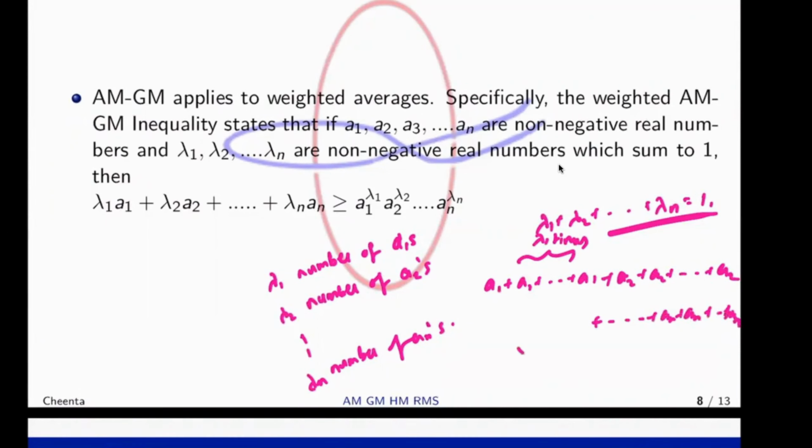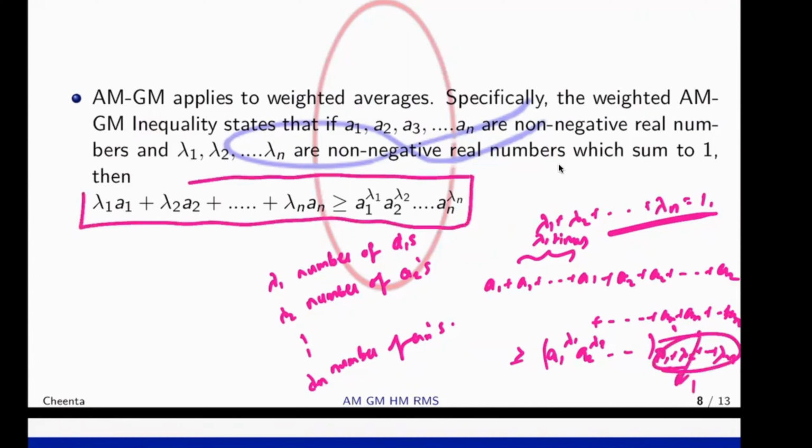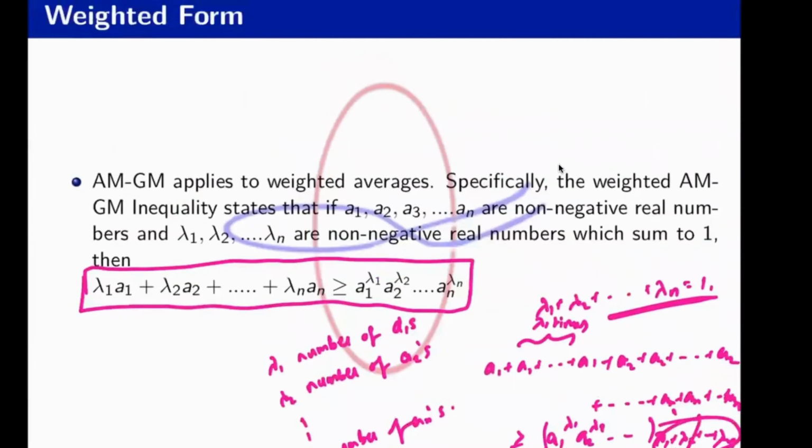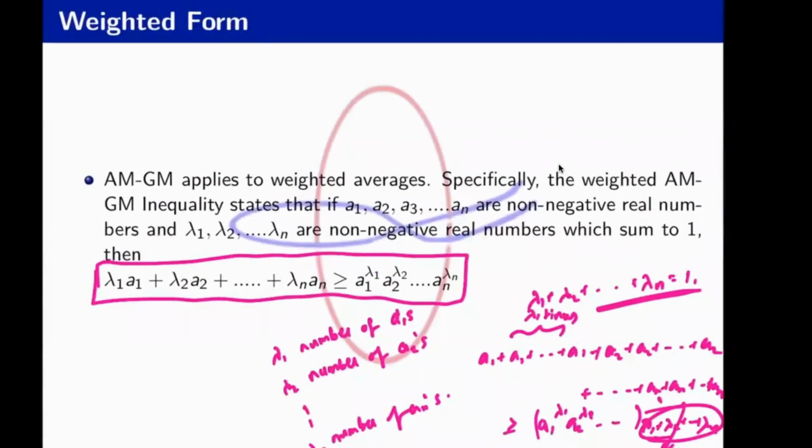This is greater than or equal to A1 to the power lambda 1, A2 to the power lambda 2 and so on, whole power 1 by lambda 1 plus lambda 2 plus and so on plus lambda n. Since this sum is 1, we are left with only this, which is basically known as the weighted form, or the weighted average, of A1, A2 and so on up to AN. So this is regarding the weighted form.